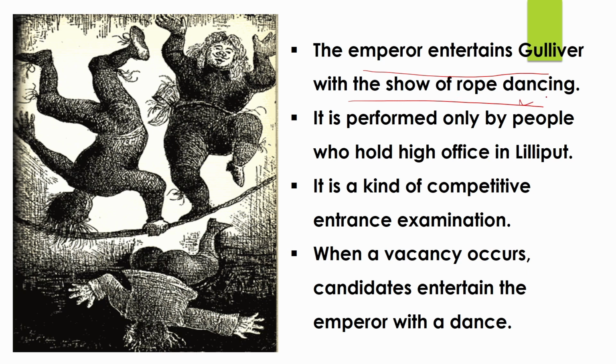The main show is a kind of rope dancing, which is performed only by people who hold high office in Lilliput. For the performance, which is a kind of competitive entrance examination, the candidates dance on ropes suspended 2 feet above the ground. When a vacancy occurs, candidates appeal to the emperor to entertain him with a dance, and whoever jumps the highest earns the office. The current ministers continue this practice as well, in order to show that they have not lost their skill.